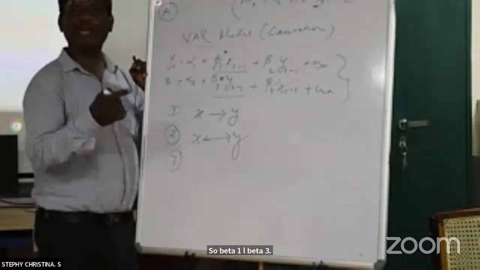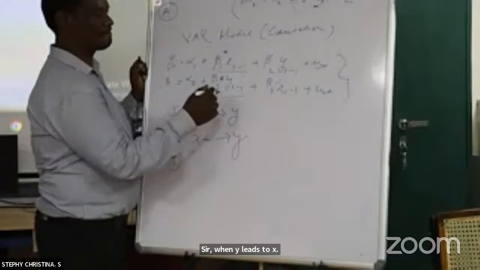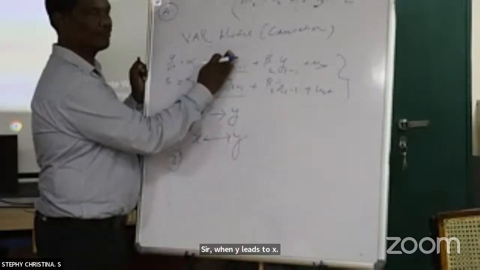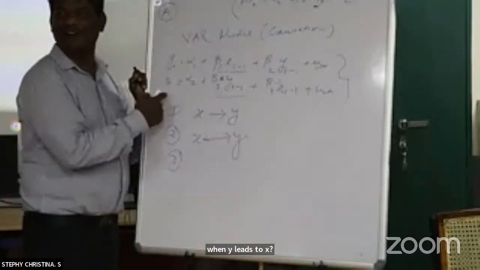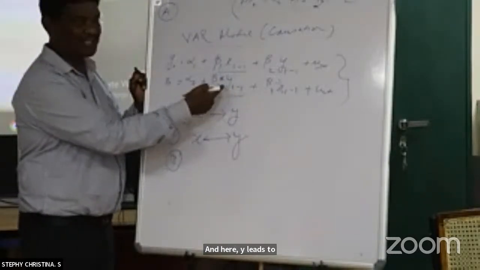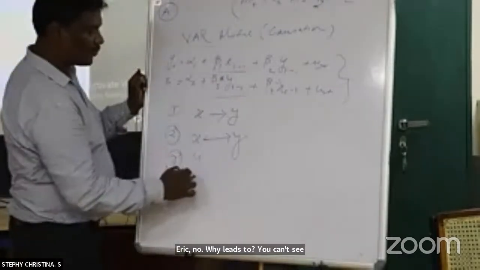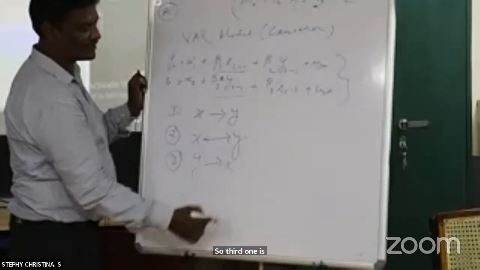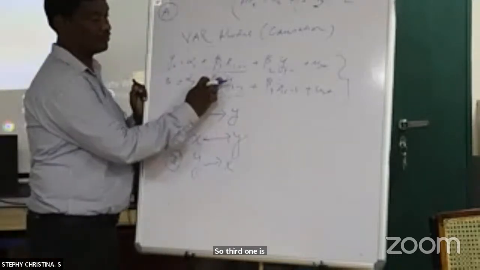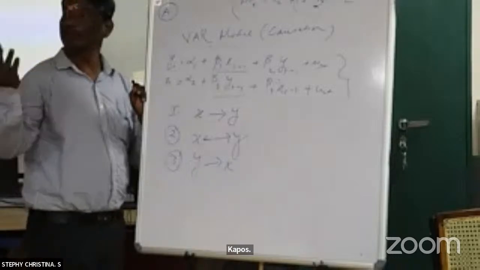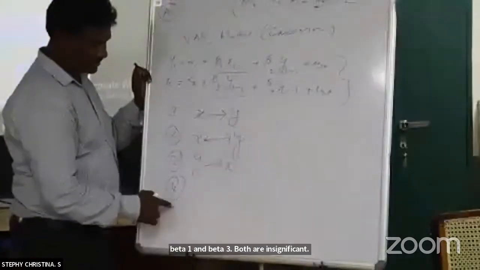Then the third one. When y leads to x, you can't see the significance of beta 1 here. So the third one is y leads to x. Suppose beta 1 and beta 3 both are insignificant. Both are insignificant. Tell me.